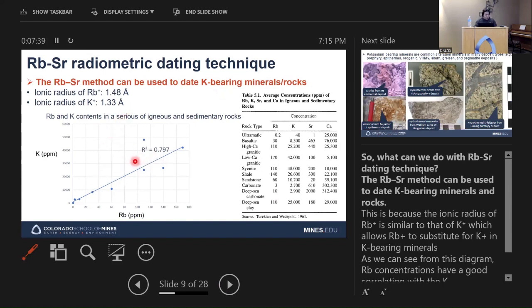As shown in this diagram, we can see that the rubidium concentrations have a really good correlation with the potassium concentrations in a series of rocks. So we can use this technique to date the potassium-bearing minerals.